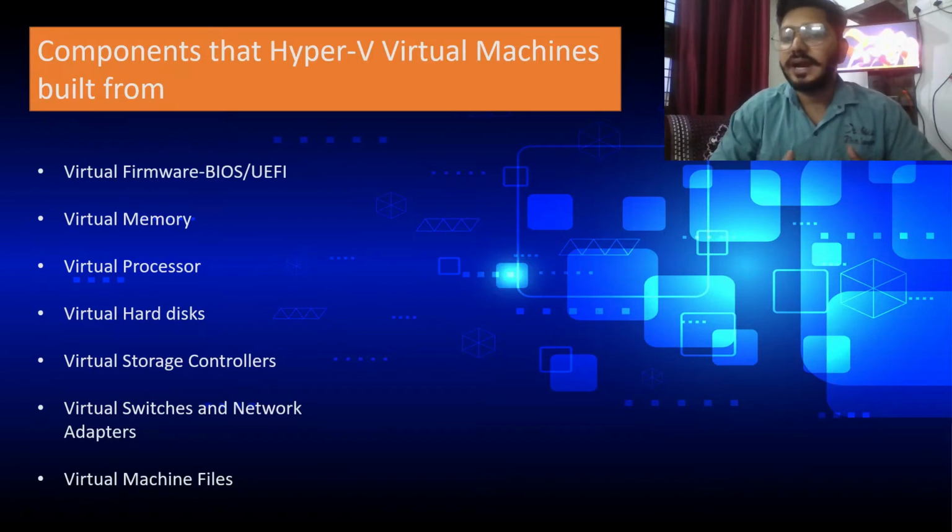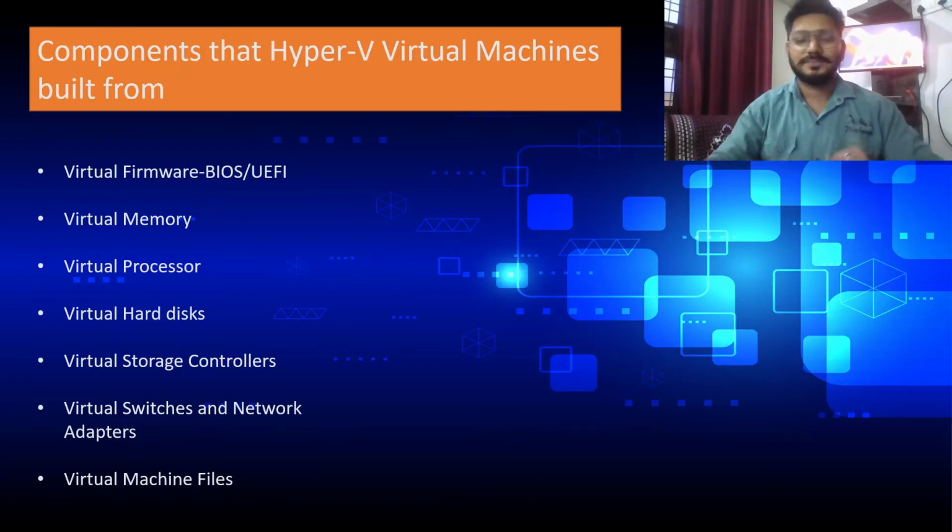It's just that it will have all of these in the emulated form, or we can say that it will have all of these in the virtual form. So that's why the firmware, memory, processor, hard disk, all these are called virtual in case of a virtual machine. So we are going to take a look at each and every component to understand what is the functionality of each component and how it works in case of a virtual machine or in a virtual environment.